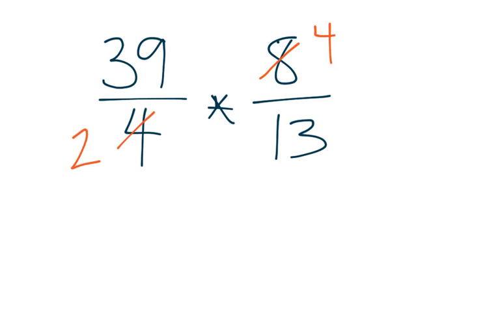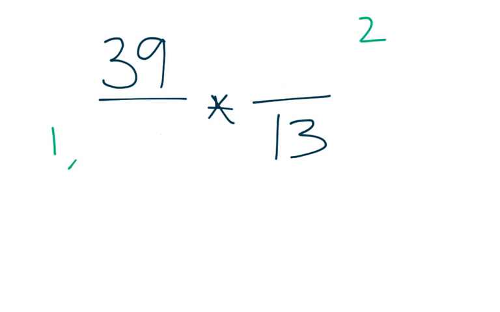But if I look again, they're still even. I can go again. So half of 2 is 1, and half of 4 is 2. So now the numbers that I'm actually going to use in this problem are the 2 and the 1. Now I know you're not going to erase yours, but just know that we're not using the 8 and the 4 anymore. We're using 1 and 2.